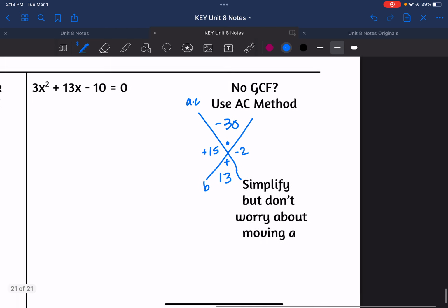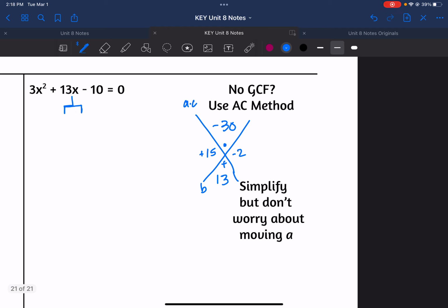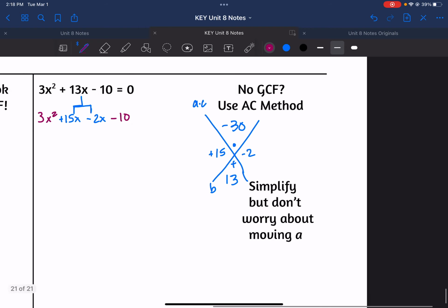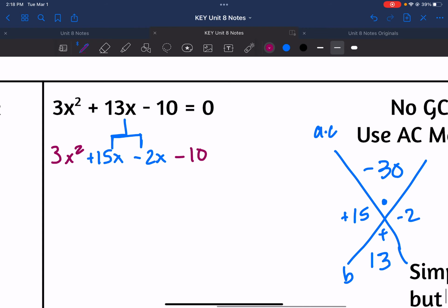So why did I do that? I wanted to separate this middle term into 2 different terms. So now I have positive 15x, and I also have a negative 2x. Bring down what we haven't used. We haven't used a negative 10, and we haven't used this 3x squared. Same rules apply. What do they have in common? That we can factor out, and then that's it.